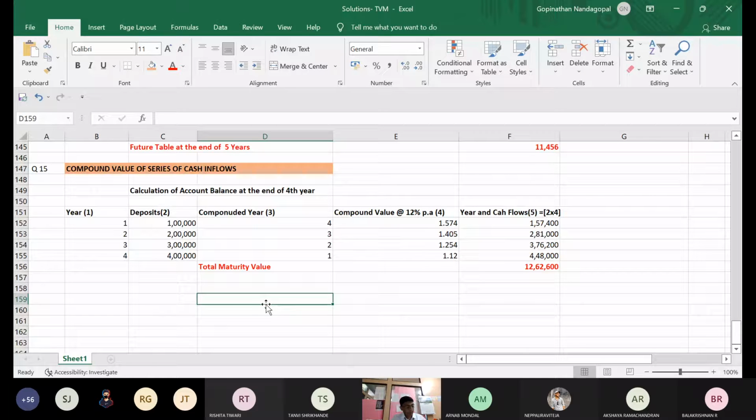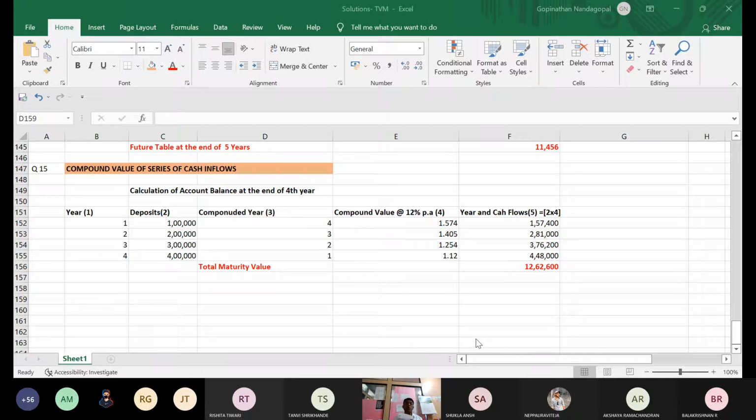Rogan, or I lost someone. Shukla, yes, sir. I'll explain the compound value of the annuity. You have to read me problem number 16.